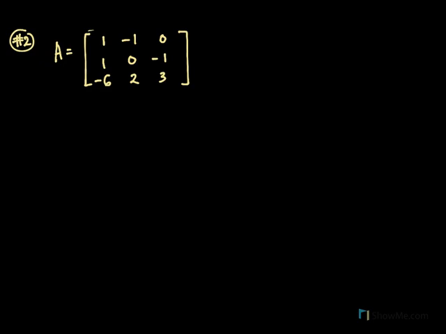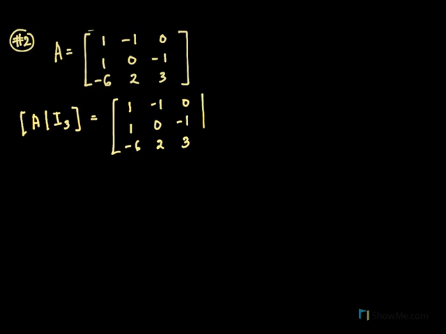So we set up first our concatenated matrix A, and then ang ilalagay natin, dugtong natin sa kanya is I3, kasi 3 by 3 si A. So magiging itsura ng starting matrix natin, 1, negative 1, 0, 1, 0, negative 1, negative 6, 2, 3. Then dudugtong natin si 3 by 3 identity matrix, 1, 0, 0, 0, 1, 0, 0, 0, 1.